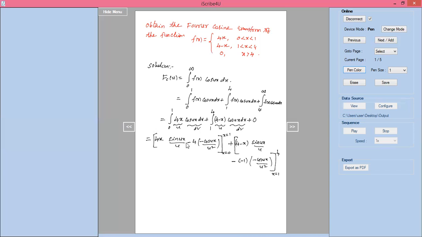Now if you apply the limits for this, I get 4 by u into x into sin ux, with limit x equal to 0 to 1, plus 4 by u square into cos ux, with limit x equal to 0 to 1, plus 1 by u into 4 minus x into sin ux, with limit x equal to 1 to 4, minus 1 by u square into cos ux, with limit x equal to 1 to 4. Now I'll apply the limits and simplify; I'll write it in the next sheet.